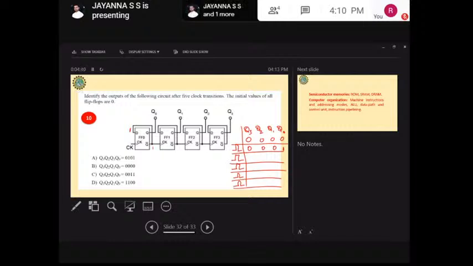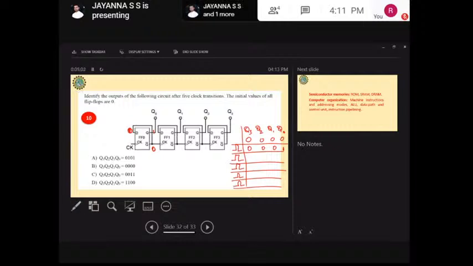Next, the same data, if it is 1 now, here Q bar equals 0. So next what happens is, if you apply another clock, the input to this one will be 0, and the input to here is 0.